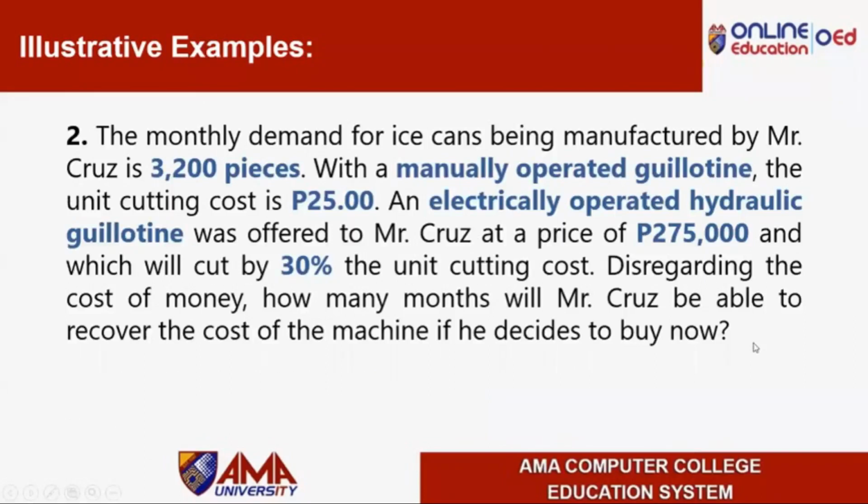So let's move to the next problem. The monthly demand for ice cans being manufactured by Mr. Cruz is 3,200 pieces. With a manually operated guillotine, the unit cost is 25 pesos. An electrically operated hydraulic guillotine was offered to Mr. Cruz at a price of 275,000, which will cut the unit cutting cost by 30%. Disregarding the cost of money, how many months will Mr. Cruz be able to recover the cost of the machine if he decides to buy now?